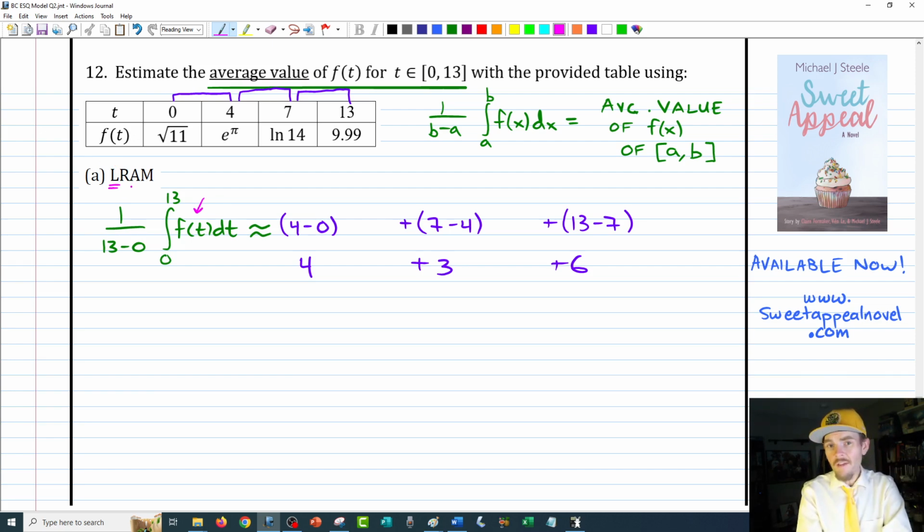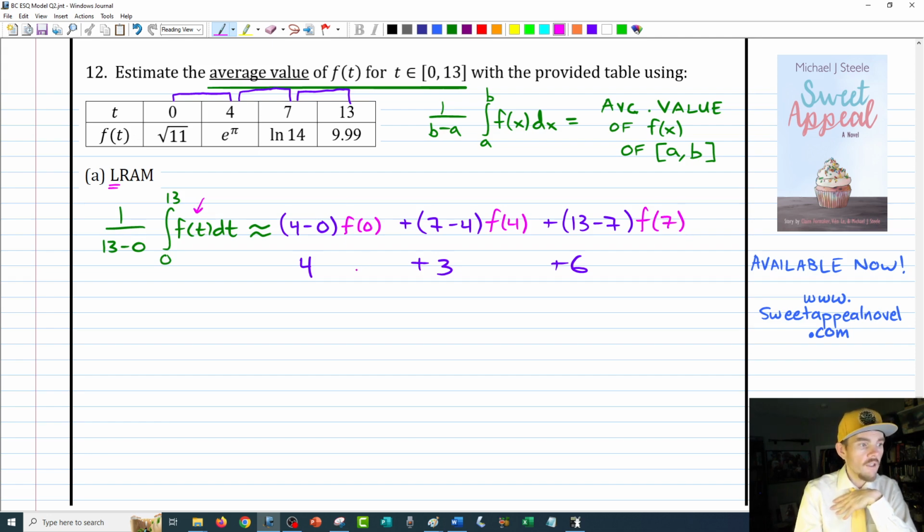L stands for left. This is asking us to use the left endpoint's heights to determine the height of each of these rectangles we're using for our approximation. So looking on the interval from 0 to 4, the left endpoint would be at x equals 0, which means our height will be f of 0. On the interval from 4 to 7, the left endpoint is at x equals 4, so we'll use f of 4 as our height. And then on the last interval from 7 to 13, we're going to use the left endpoint, which happens to be f of 7.